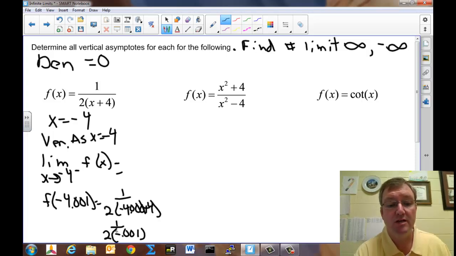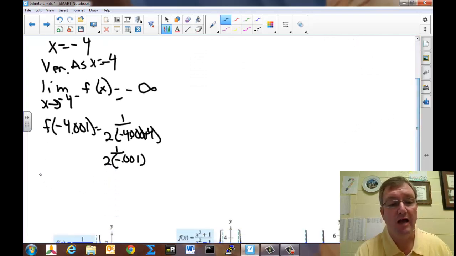So what does this seem to indicate? Since we know it's a vertical asymptote, we know the denominator is equal to 0, that tells us that the limit either has to be infinity or negative infinity. Since this is a negative number, it's going to be negative infinity. What about if we look at this same function, but the limit as we approach it from the right? So let's look at that. The limit as x approaches negative 4 from the right of f.